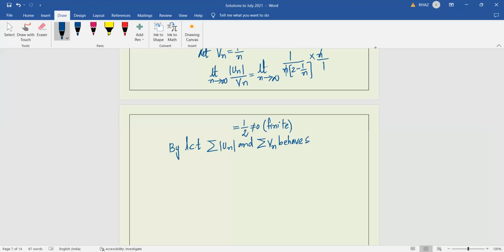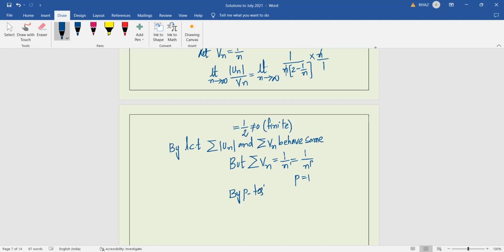Behave the same. But summation vn is equal to 1 by n. Let us compare this with 1 by n power p. Here p is equal to 1. So p is equal to 1, so by the p test it is divergent.